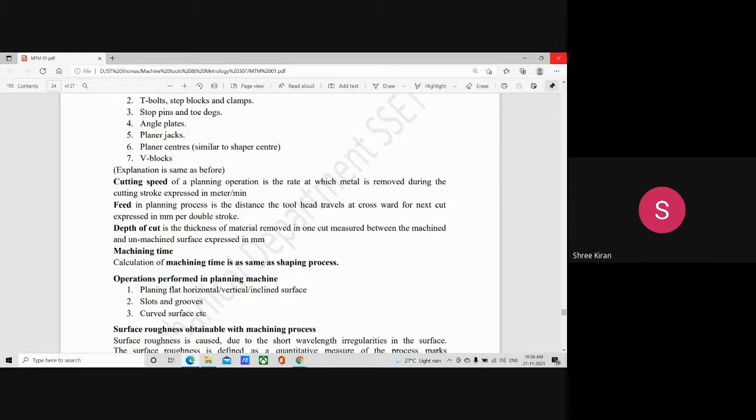Now the depth of cut. It is the thickness of the material removed in one cut, measured between the machined and unmachined surface, expressed in millimeters. That's what we say.